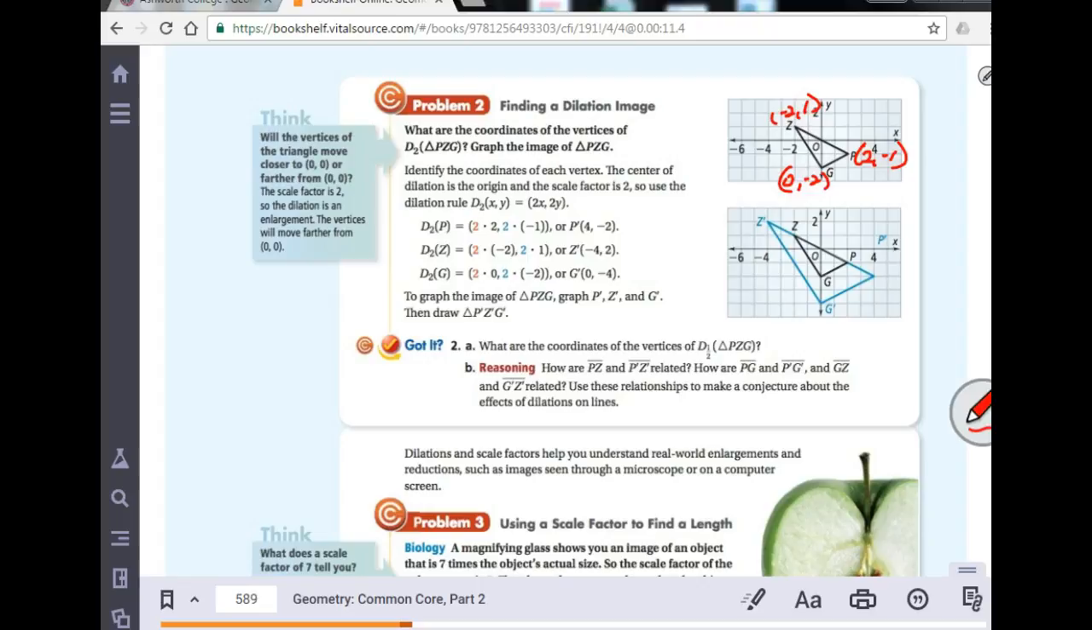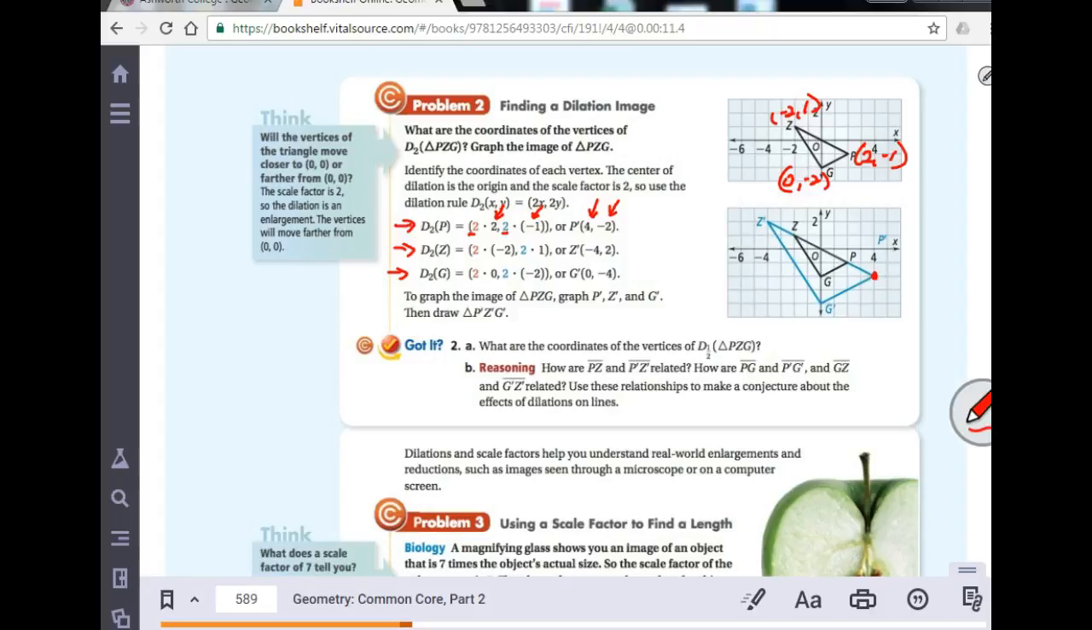Now, what it's trying to show you here is they're taking those coordinates. They started with P, so they're taking those coordinates, just like we had in the picture, and multiplying each one of those by 2. So 2 times 2 is where they're getting the 4, and 2 times -1 is where they're getting -2. When they regraph that, of course, this becomes P prime right here.